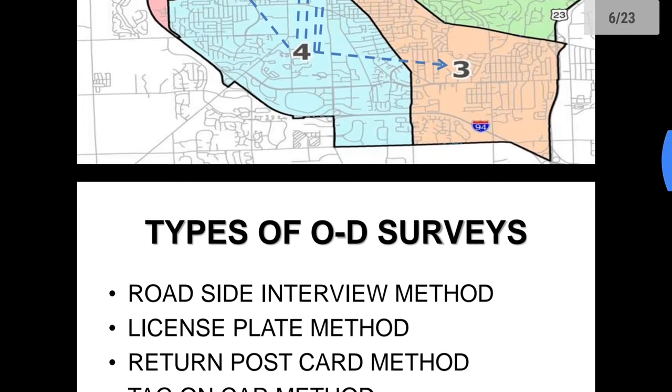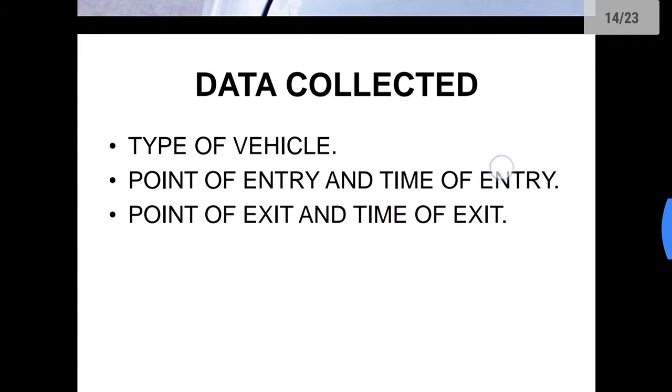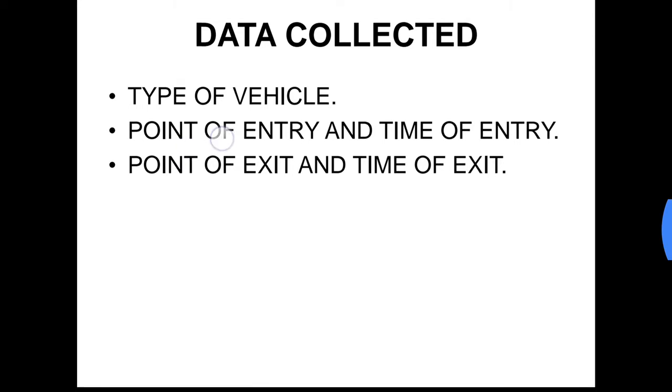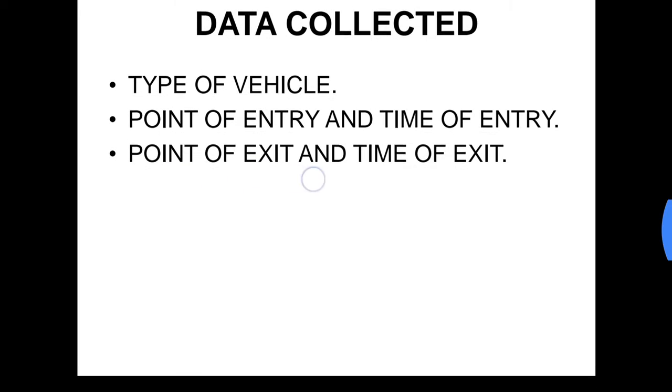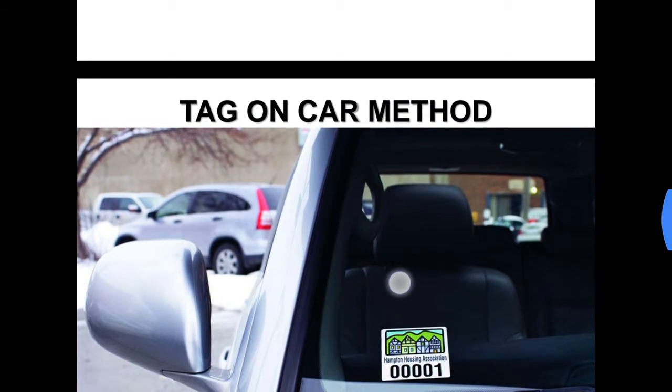Okay, so what is the data that is collected? The type of vehicle which is entering, the point of entry and time of entry, the point of exit and the time of exit. So this is the data that could be collected using the tag on car method.